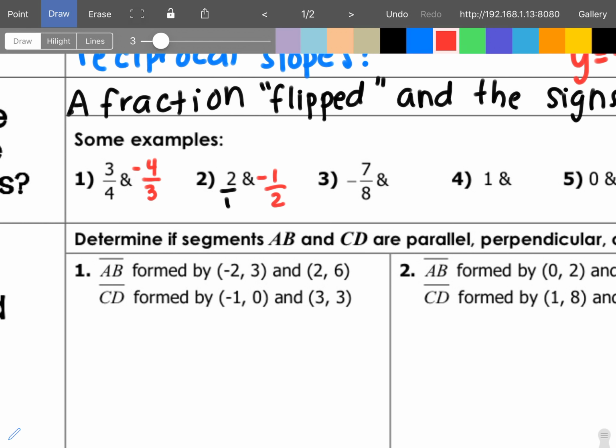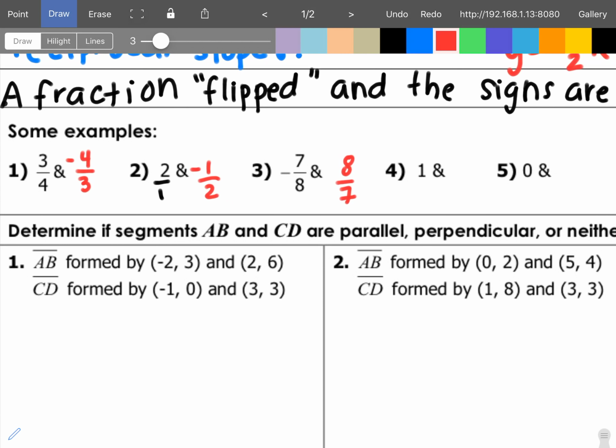Now 7/8, we're going to flip the fraction, so 8 over 7. And what is the opposite of a negative this time? Well, we're just going to keep it positive. A fraction flipped, so remember 1 is 1 over 1, so we're going to write 1 over 1 again. And then the signs are switched, so negative.